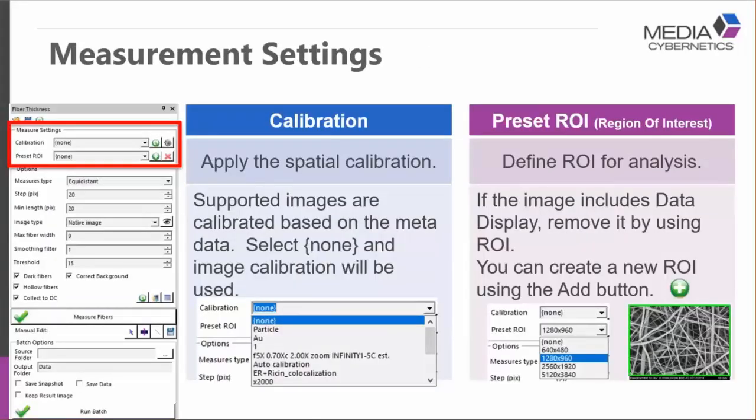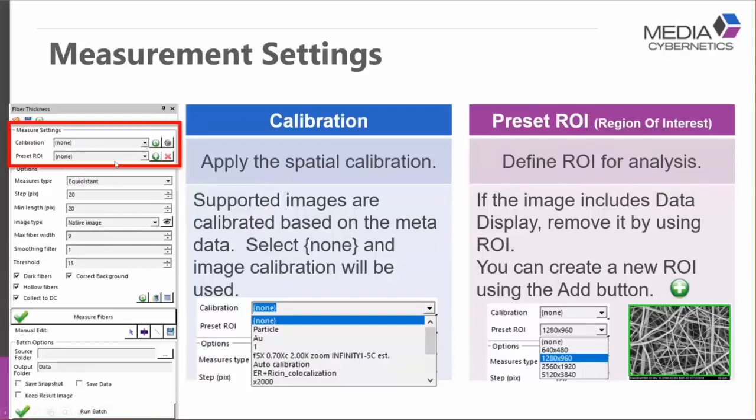So measurement settings. Important thing here, and again, similar to other apps, if your image is already calibrated, you can simply set it to none. It'll use the calibration associated with that image, and that's fairly typical. If the images aren't calibrated and you create a calibration file, you can select it through the drop-down.